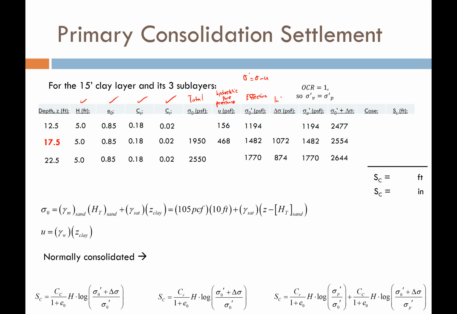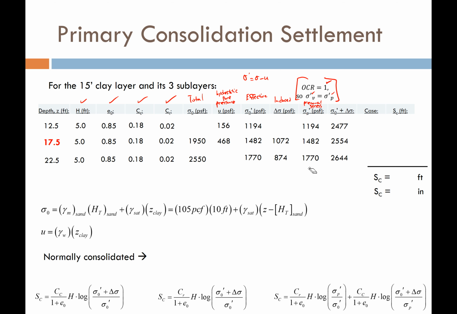This is my induced stress for my circular load that we just computed on the previous page, and this is my pre-consolidation stress. And I get that from my over-consolidation ratio. Because my over-consolidation ratio is equal to 1, I know that my pre-consolidation stress is going to equal my effective stress. So that's why these values are all equal. If my over-consolidation ratio was a higher number, it would change what my pre-consolidation stress was.